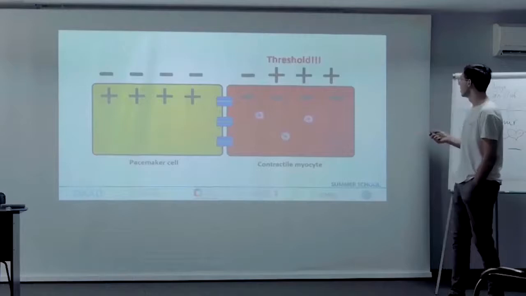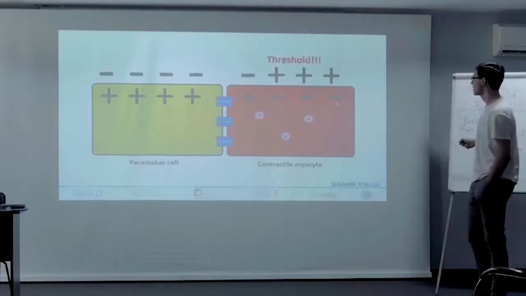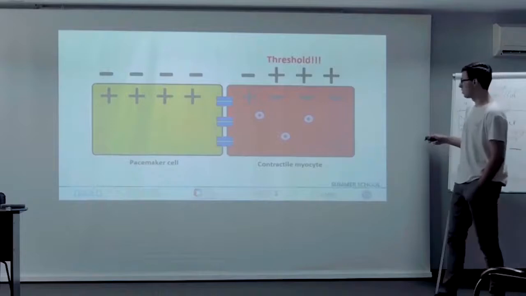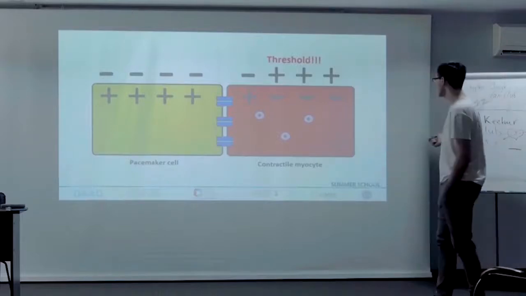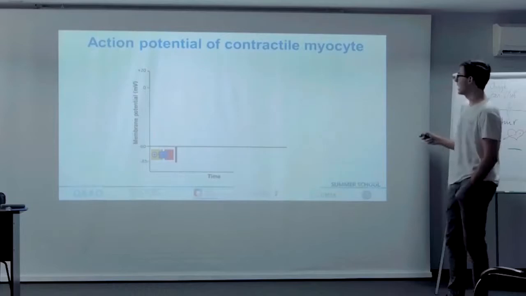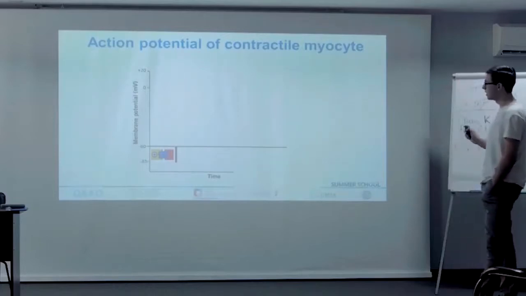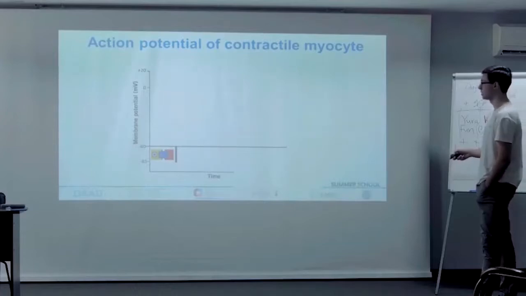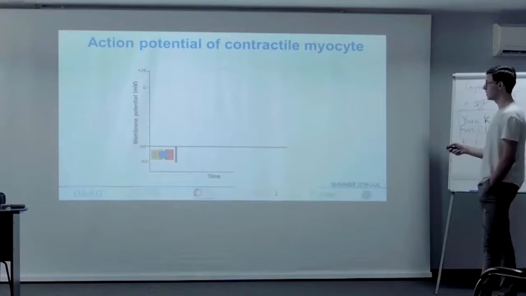Now we have the threshold, because cations come into the contractile myocyte, so we have this initiation of an action potential. Now we speak about the action potential of the contractile myocyte. These cations come from the pacemaker cell to the contractile myocyte, the myocyte gets a little bit more positive, so the graph goes upwards. The membrane potential, the inner charge of the cell, gets more positive.